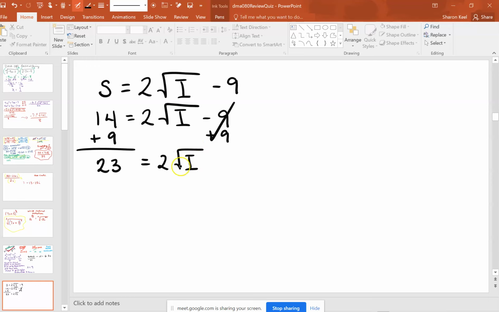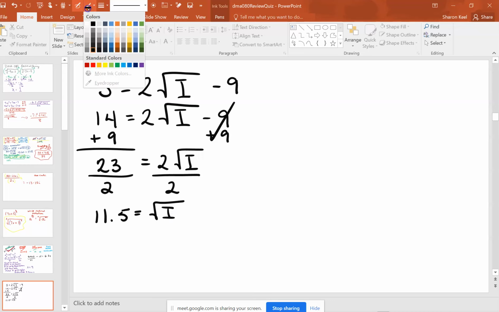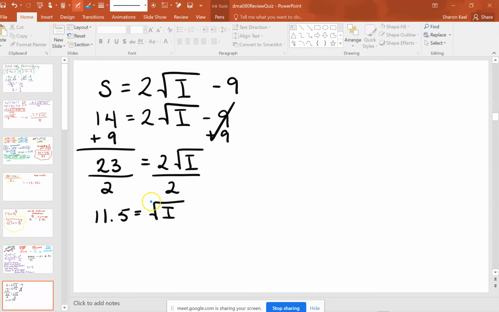To get the square root I alone, we need to divide both sides by 2. And 23 divided by 2 gives me 11.5 is equal to the square root of I. Think back to that very first problem we did today with the cubed root. If we want to remove the radical, the index for square root is a 2. So if I raise it to the power of 2, the I will come out from under the radical. If I square this side, I also need to square the left side.